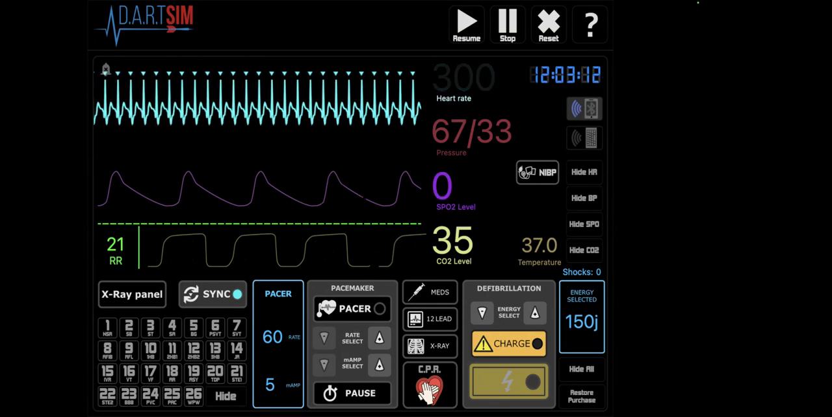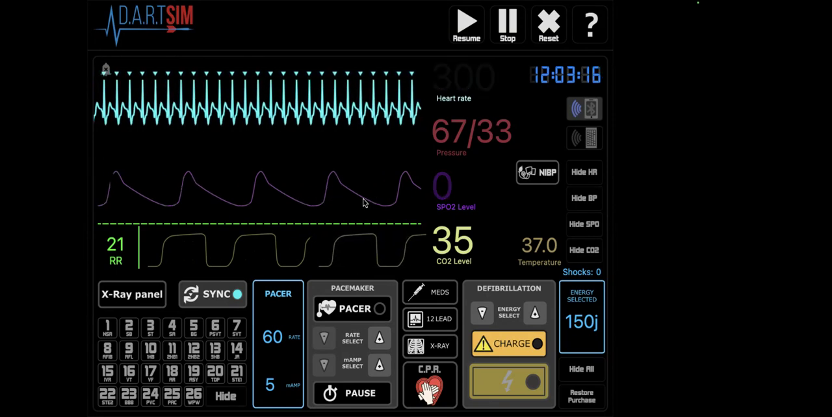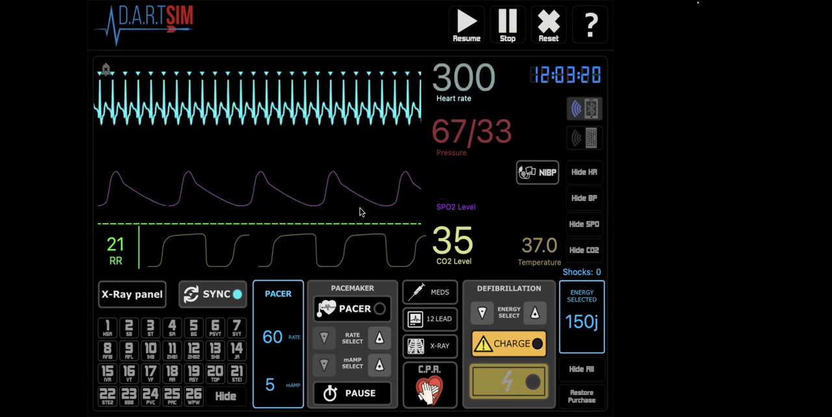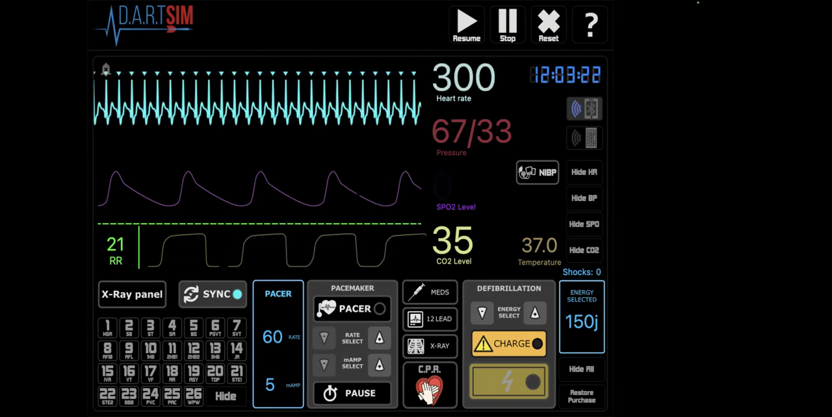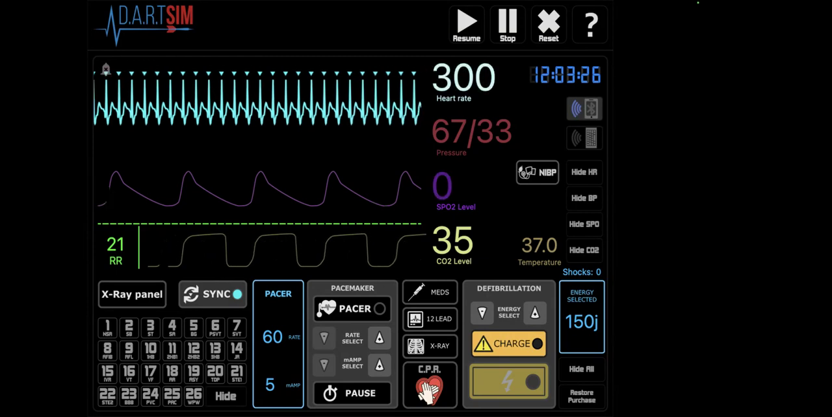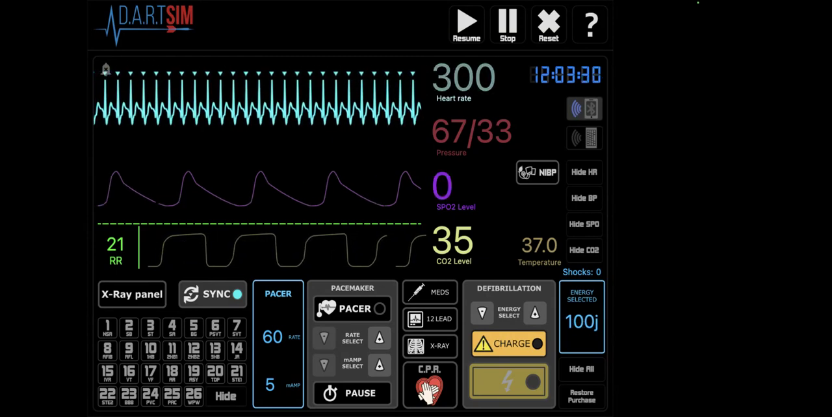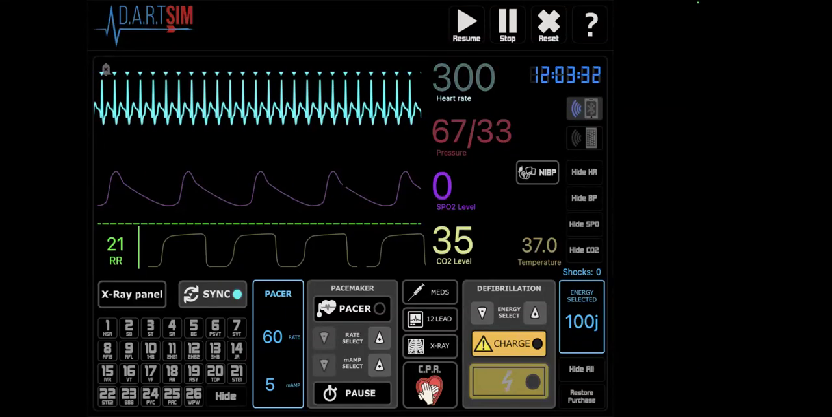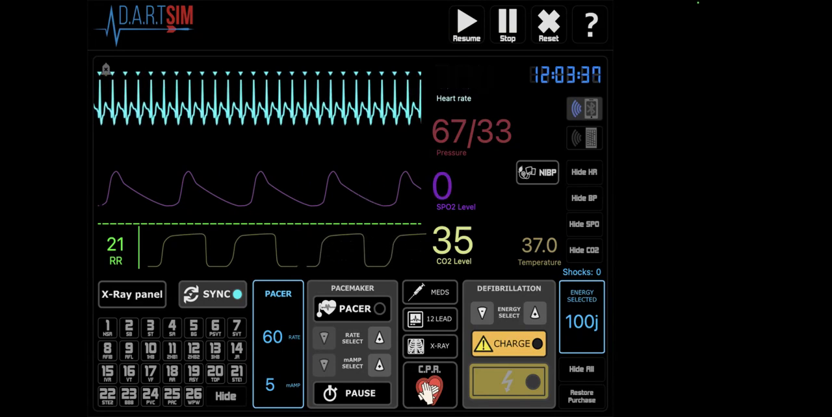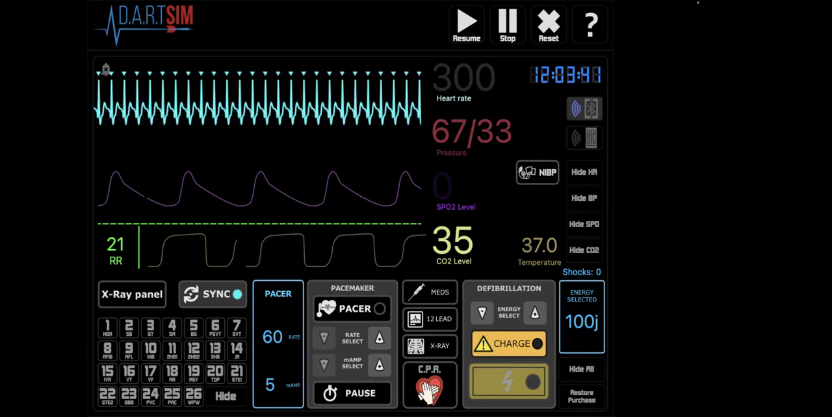We need a physician to give us direction on how many joules of electricity. And so my physician has given me an order for application of 100 joules. So then we say SCIVS. I want to make sure I have suction in place.